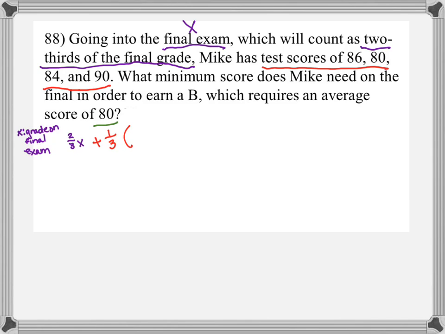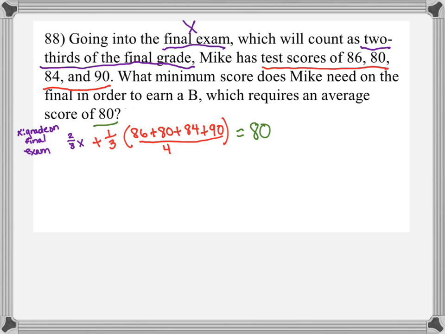So 1/3 times, and to find the average or the mean of his test scores, we will add up all the test scores. So 86 plus 80 plus 84 plus 90, and we've got 4 tests, so we divide that sum by 4. That will give us the average, and we want to know what x will be, what the final exam will be, in order to make this expression equal 80.